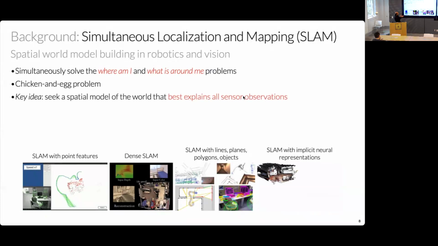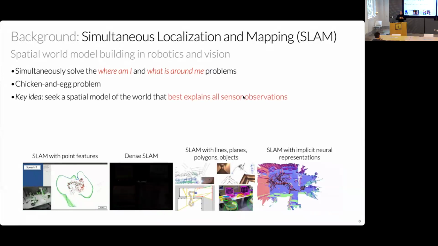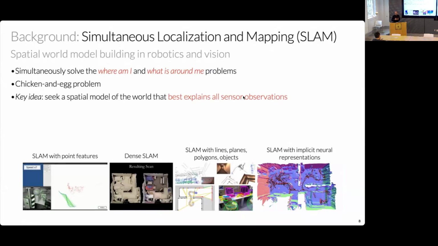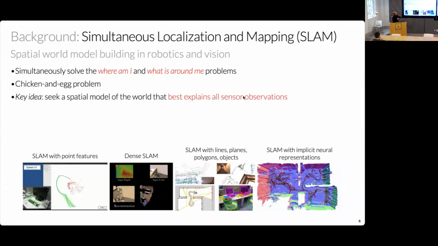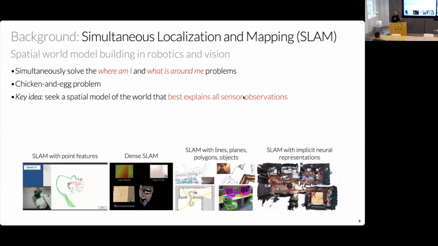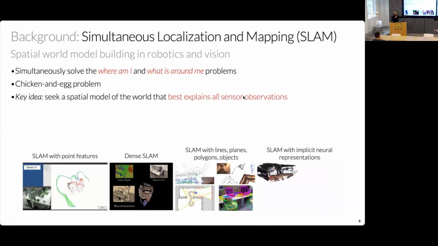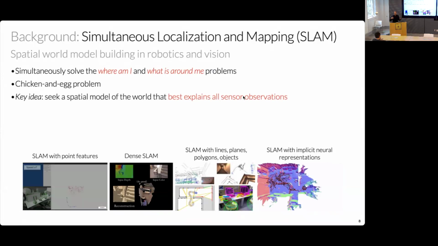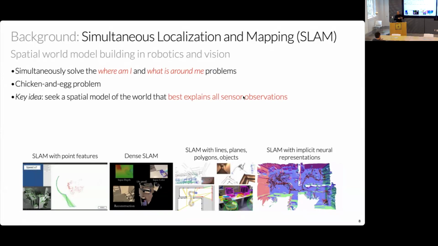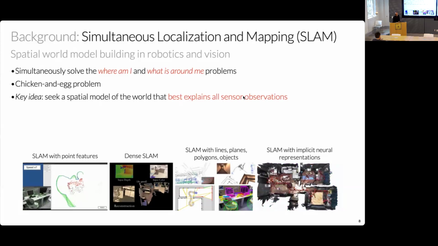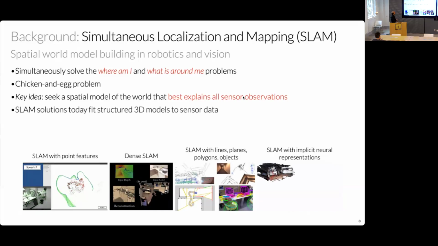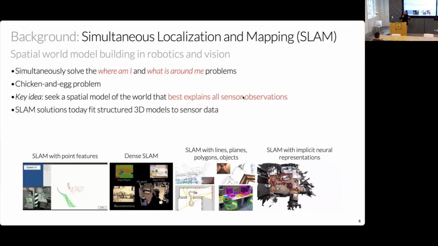The key idea or insight in the community has been that we want to build a consistent model of the world we see, one that best explains all of our observations. So the goal is to collect a bunch of observations, which could be images or depths or LiDAR or radar percepts, and then build a consistent model that can explain as many of these observations as possible. A lot of SLAM solutions fit structured 3D models to sensor data.